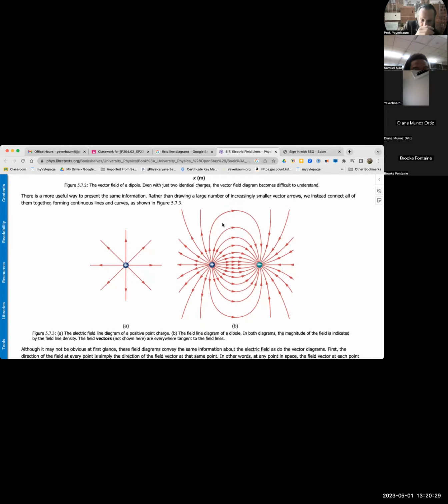Okay, and now look at the picture on the left for a moment. If you look at the picture on the left, that's what I just badly drew on my board. That's the field lines from a positive point source, right? So the arrows are now connected up, and they're denser closer to the point source, and less dense farther away, as we believe the field to be.